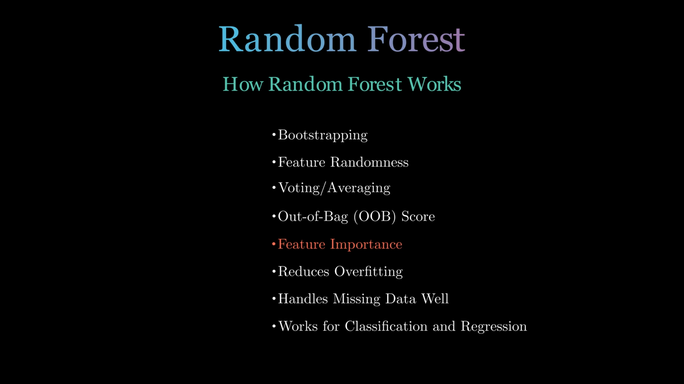Feature importance. Random forest calculates how much each feature contributes to reducing impurity across all trees, helping to identify the most important features in the dataset. Reduces overfitting. Unlike a single decision tree that easily overfits, combining multiple trees smooths predictions, reducing variance and making random forest more generalizable.